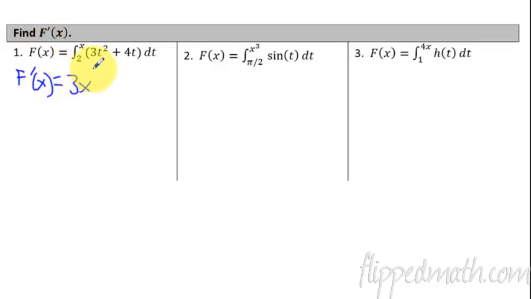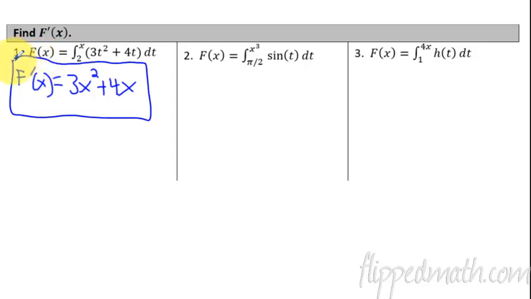This just becomes 3x squared plus 4x. You plug in the upper boundary. You don't have to worry about the lower boundary because it's going to be a constant. And once you take the derivative, it becomes 0. And that's it. That's the answer. Oh my goodness, it's the easiest thing we've done all year. Even easier than L'Hôpital's. This one, let's plug in x cubed. So now this one's a little different because it's not just an x. When it's just an x, it's the easiest thing we're going to do all year, I think.